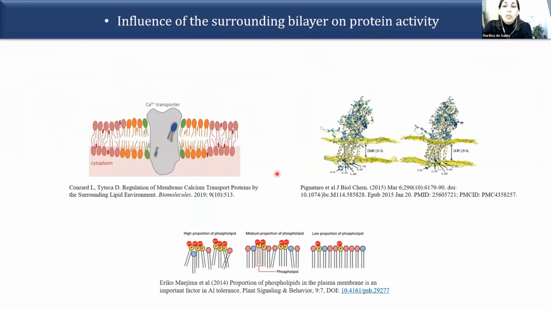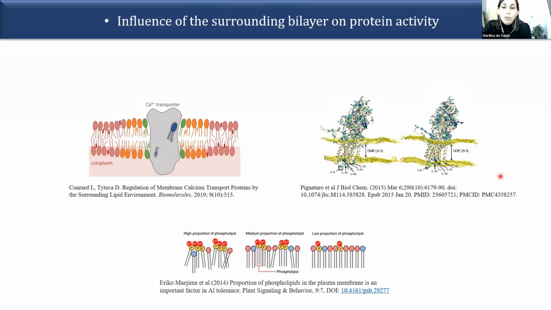So the next aim was to study the influence of the surrounding bilayer in this process and in the protein activity. Most calcium transporters and membrane proteins can be modulated by lipids, due to a direct interaction with non-annular lipids or due to an interaction with the first shell of annular lipids. Also by the regulation of the membrane biophysical properties, for example, packing, thickness, and curvature.